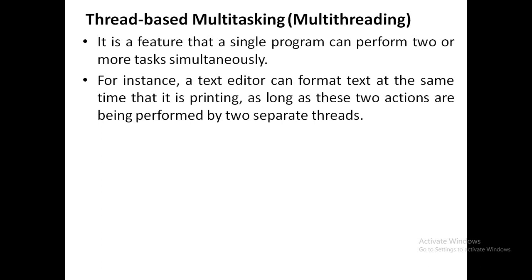The other is thread-based multitasking, which is nothing but multi-threading. It is a feature where a single program can perform two or more tasks simultaneously. For example, a text editor can format text at the same time while it is printing, as long as these two actions are performed by two separate threads with separate paths.